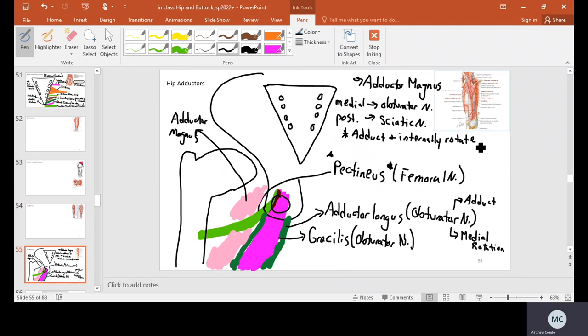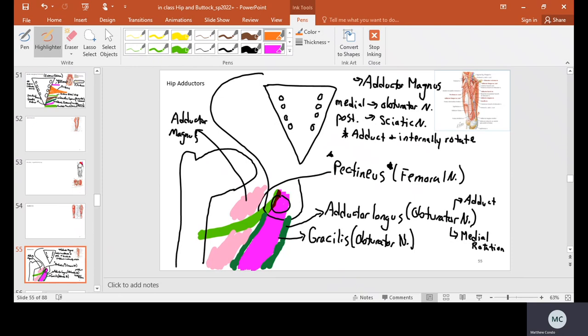One more to go, I promise. So if we have an adductor longus and we have an adductor magnus, what we have to understand is what those muscles are named based off of. They're named based off of the relative size versus the other muscles. The last one we have here is going to be adductor brevis.